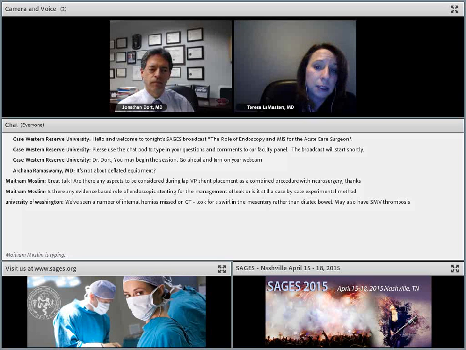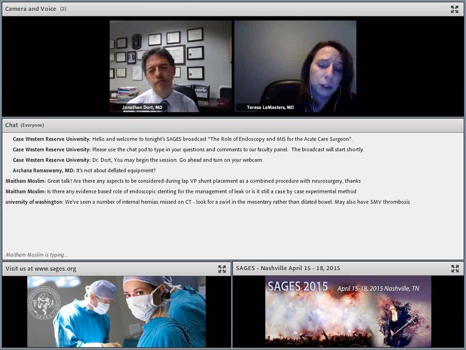They also, yes, can have an SMV thrombosis. Essentially, this looks like a mesenteric ischemia patient. So that's certainly possible as well. We have seen some portal vein thromboses in postoperative patients, too, that present with a mesenteric ischemia type of picture, and you can usually see those on CT scan with contrast as well.